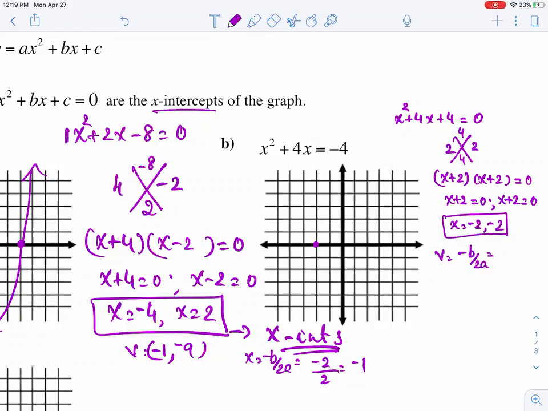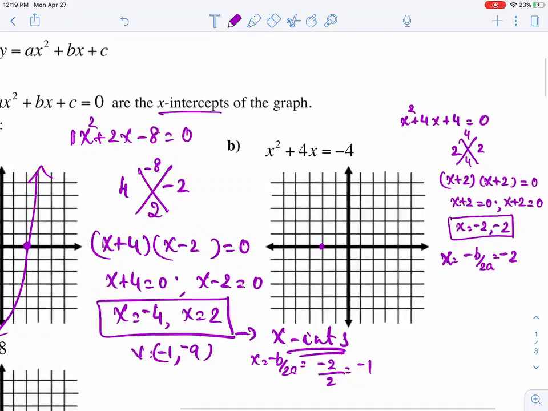Okay, what is the vertex? The x coordinate is negative b over 2a, which is -2. Okay, so the vertex x is -2. Plug it in. Tell me the y coordinate. -2. Okay. So now when you have a repeating intercept like this, you know that point is going to be the vertex, okay?